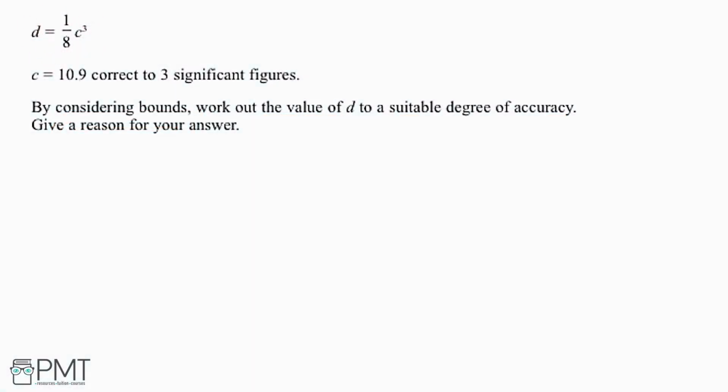D is defined as 1 over 8 multiplied by c to the power of 3. And we're told that c equals 10.9, correct to 3 significant figures. And we need to, by considering the bounds, work out the value of d to a suitable degree of accuracy, giving a reason for our answer.